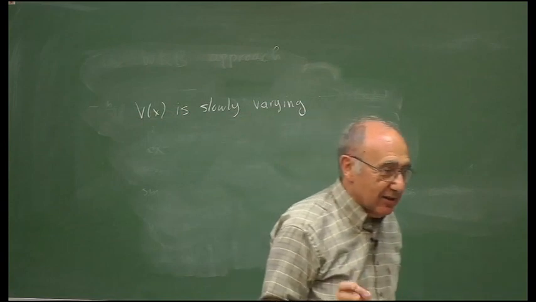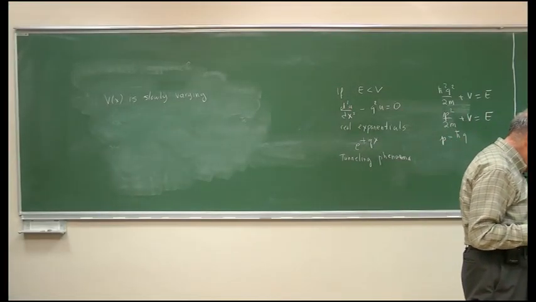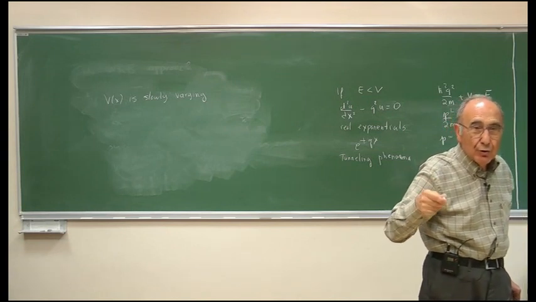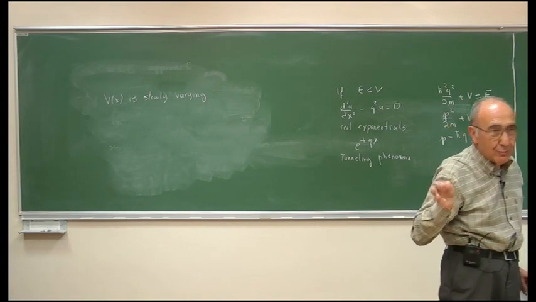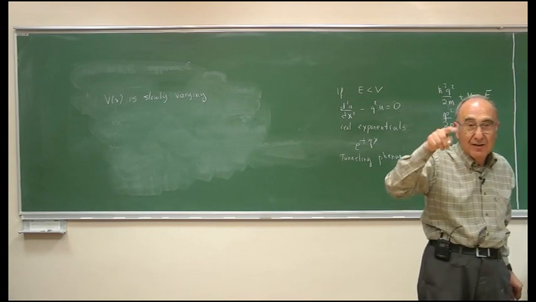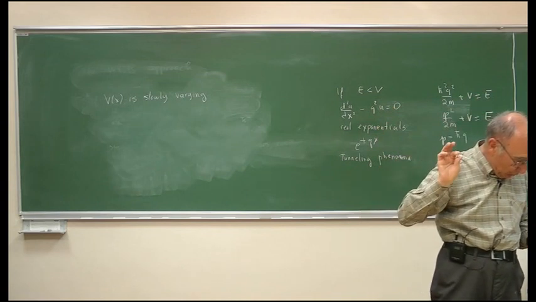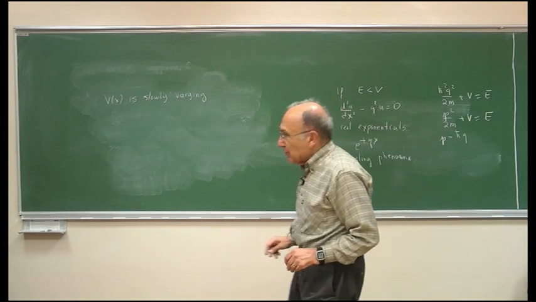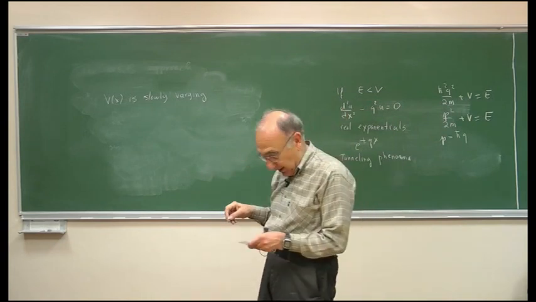Well, what is the slowly varying? We mean that the variation in the phase is small compared to the de Broglie wavelength. In other words, actually, the variation in x is small compared to the de Broglie wavelength. At this point, we should really move back to the time-dependent Schrödinger equation.